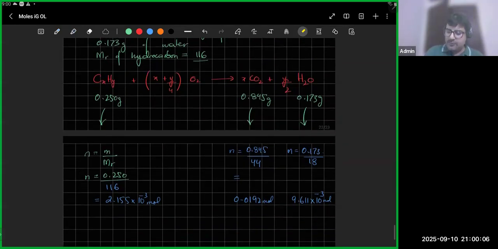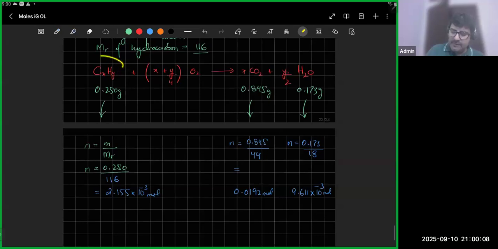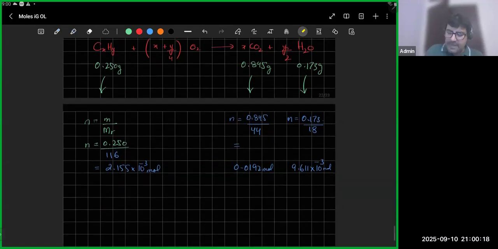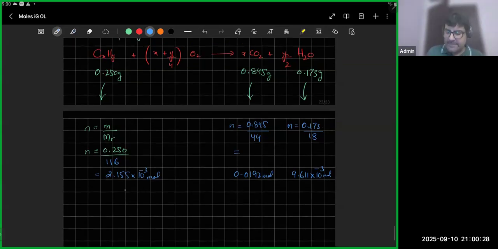So we found the moles. You got 2.155 times 10 power minus 3 moles of this. You got 0.0192 moles of carbon dioxide. You got 9.611 times 10 power minus 3 moles of water, right? So you have the moles. So how do we convert it into a simple whole number ratio? The way you're going to do that is you divide all of them by what? You divide all of them by the smallest number.